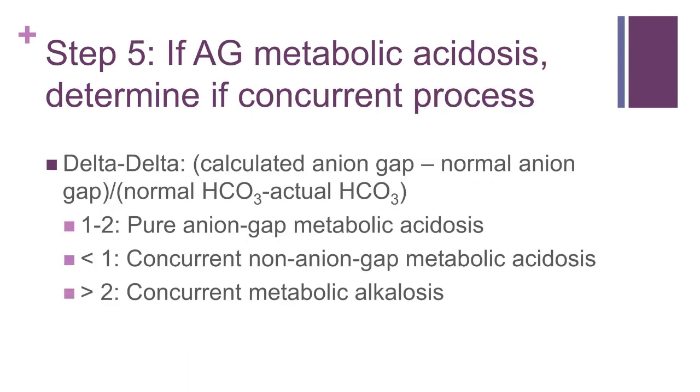If you detect an anion gap metabolic acidosis, you must ensure that there is not a concurrent metabolic process occurring. This is done by calculating what is called the delta-delta. The delta-delta is determined by taking the calculated anion gap minus the normal anion gap and dividing that by the difference between the normal bicarbonate and the actual bicarbonate. If the result is 1 to 2, then it's a pure anion gap metabolic acidosis. If it is less than 1, there is a simultaneous non-anion gap metabolic acidosis occurring. If it is greater than 2, there is a simultaneous metabolic alkalosis.